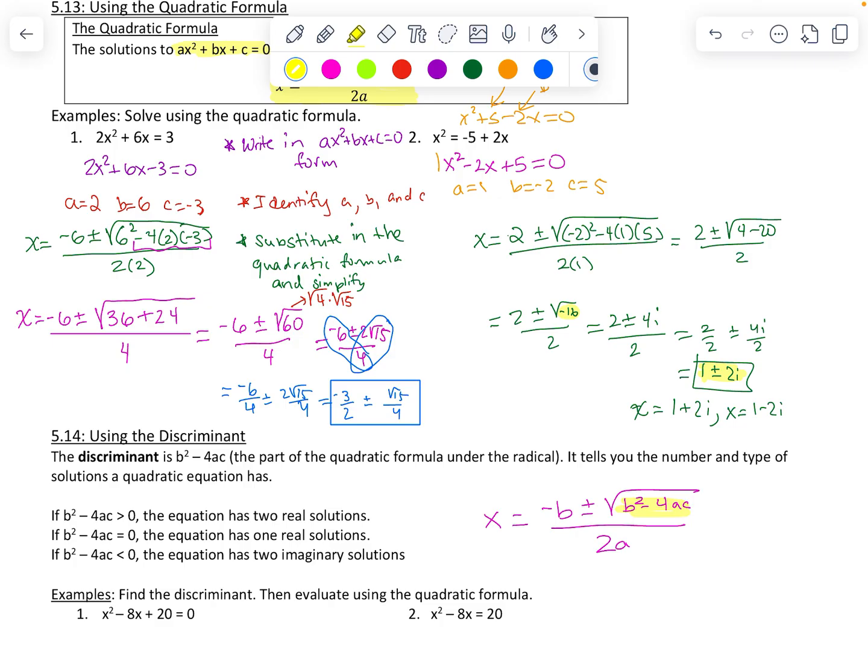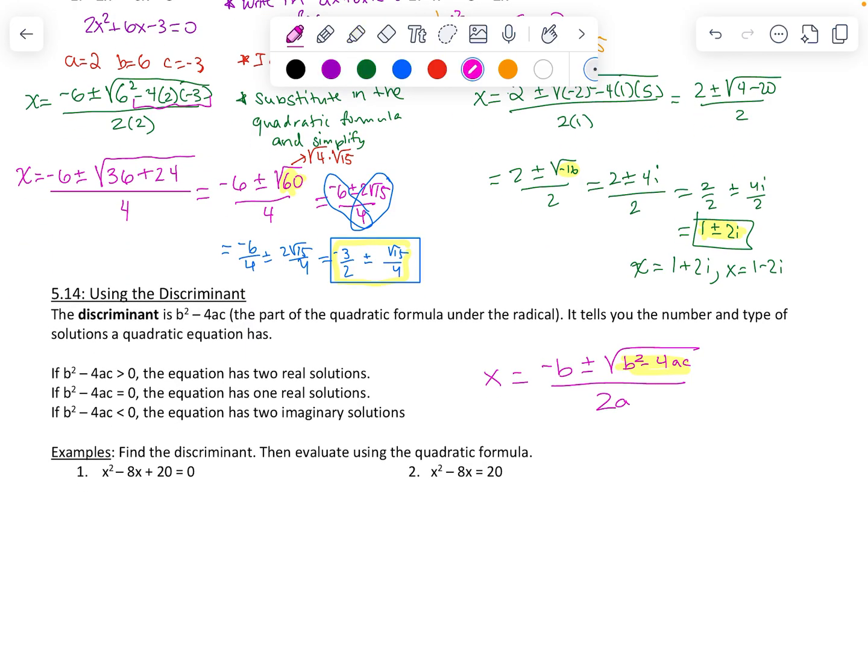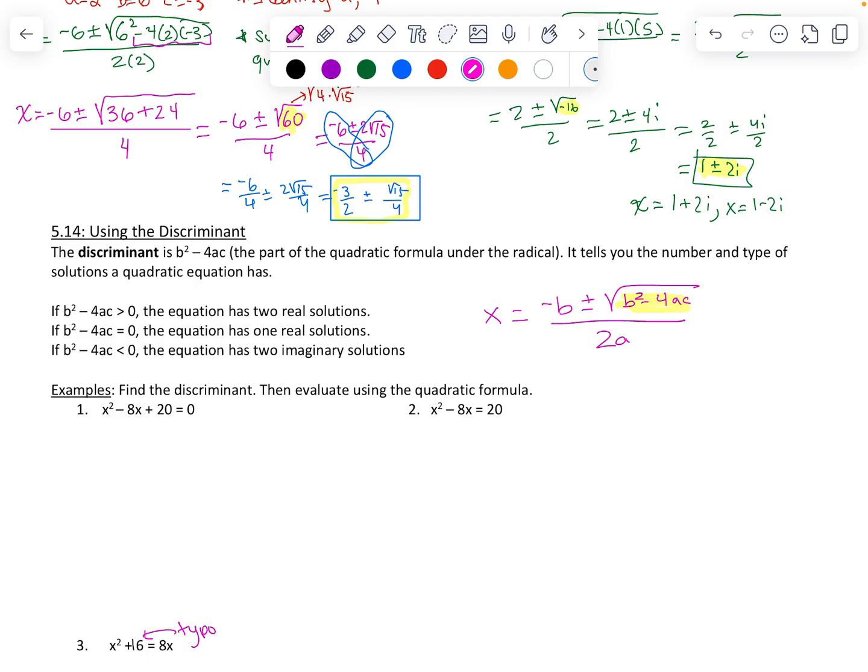For number 1 last class, our discriminant was 60. That was the number in the radical, and that number was positive. Having a positive discriminant means that you're going to have two real solutions. If you look back at the solution for that, we had negative 3/2 plus radical 15 over 4 and negative 3/2 minus radical 15 over 4. Even though it's a complicated solution, it is a real solution because it doesn't have any i's in it. So the discriminant is a shorter way to tell you how many solutions you have, which will help you with graphing it without actually having to use the quadratic formula.